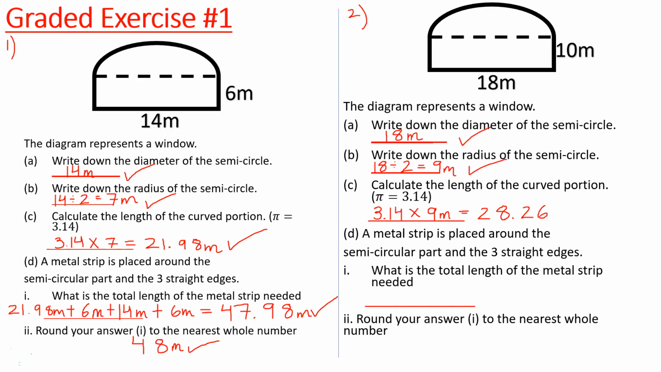Now, a metal strip is placed around the semicircular part and the 3 straight edges. What is the total length of the metal strip needed? We're supposed to add up the sides. I get 66.26. Yes, I have that too. All right, good.